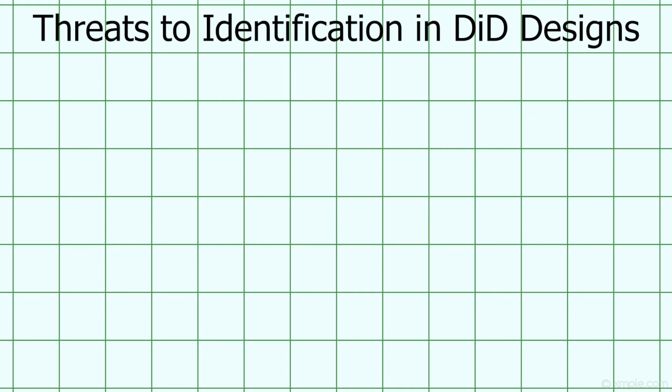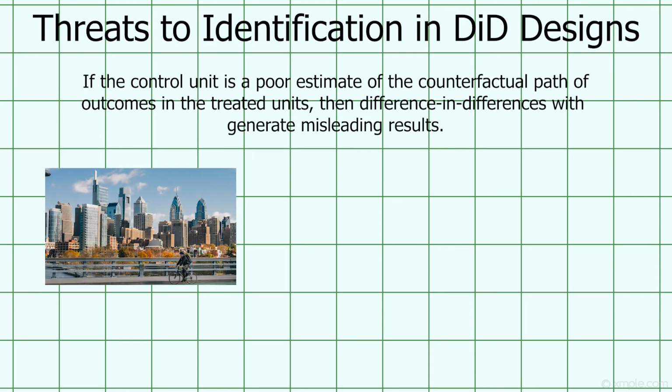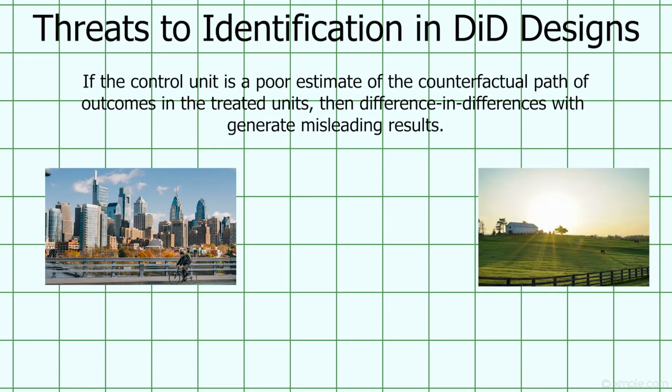Well, remember that we are using the path of the control unit as an estimate of the counterfactual path of the treated unit without treatment. If the control unit is a bad approximation of the treated unit, then difference in differences will give an inaccurate result. For example, if our treated county was a large, heavily populated urban area, and our control county was a sparsely populated rural area, then we probably shouldn't trust the conclusion that allowing pineapple on pizza increases the murder rate.